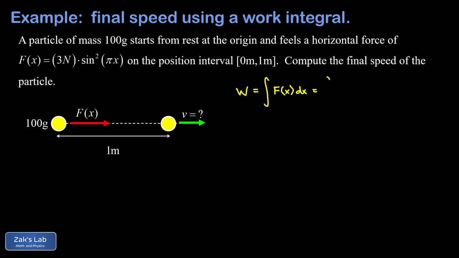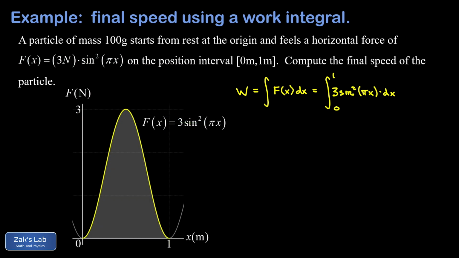So we just sub in our formula for this variable force. That's 3 sine squared pi x. And we're integrating as x goes from a position of 0 meters to a position of 1 meter. And I thought it might be nice to just take a look at what this function looks like. That force function starts at 0 at a position of 0, and then it peaks halfway through this interval, and then it comes back down to 0 at the end of the interval.